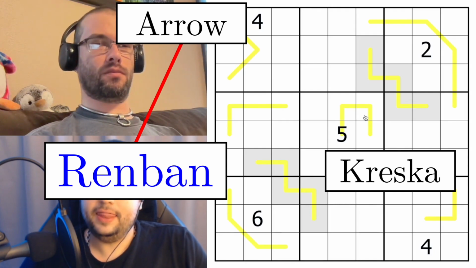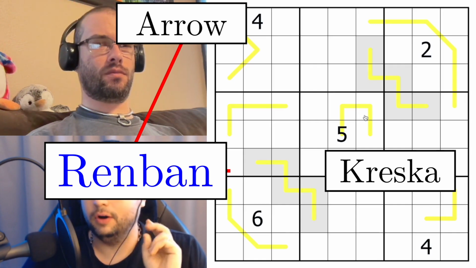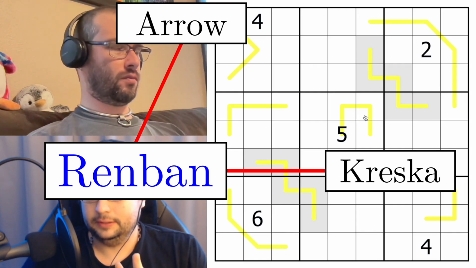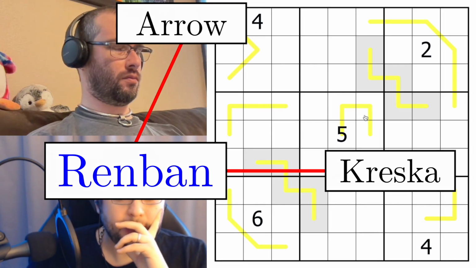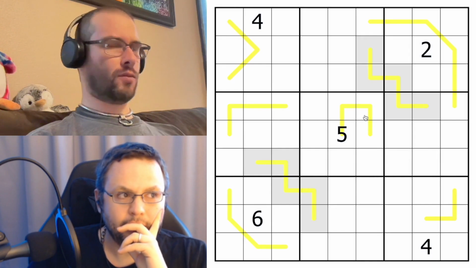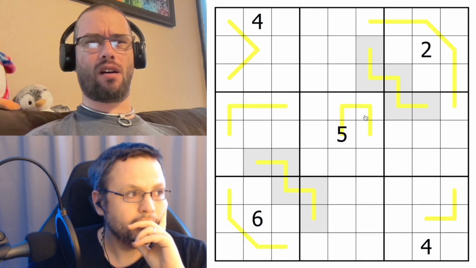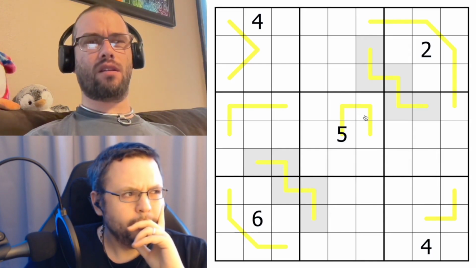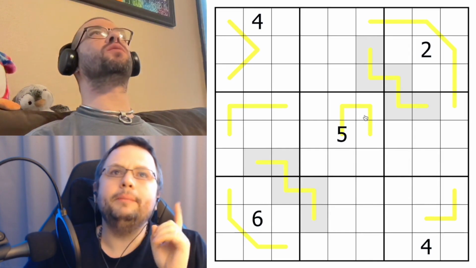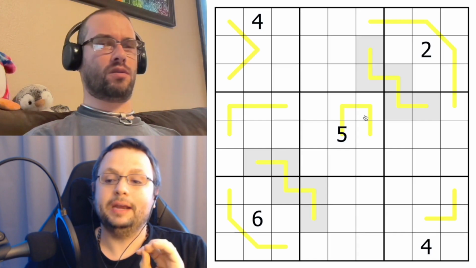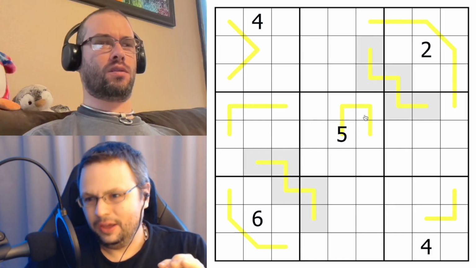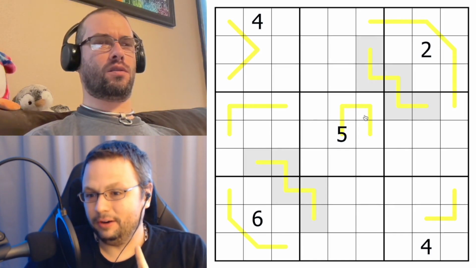So actually, the only option for a Renban is an arrow, right? Didn't we just go... Oh, sorry, no. Renban can be an arrow or a Kreska line. Those are the only options. Wait, actually, I don't think a Renban can be a Kreska line without... Wait, isn't a Renban... Ooh. Oh, a Renban. Okay, so I can make a Renban Kreska line, but the tricky thing is I have to make a Renban Kreska line without making it also a thermo.